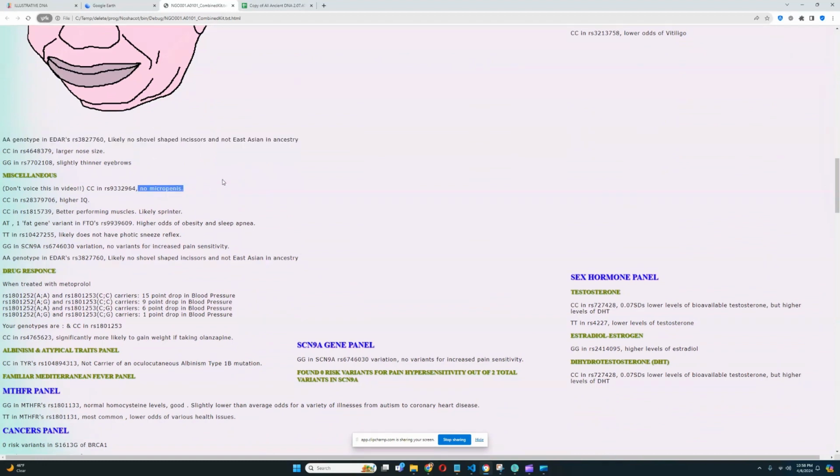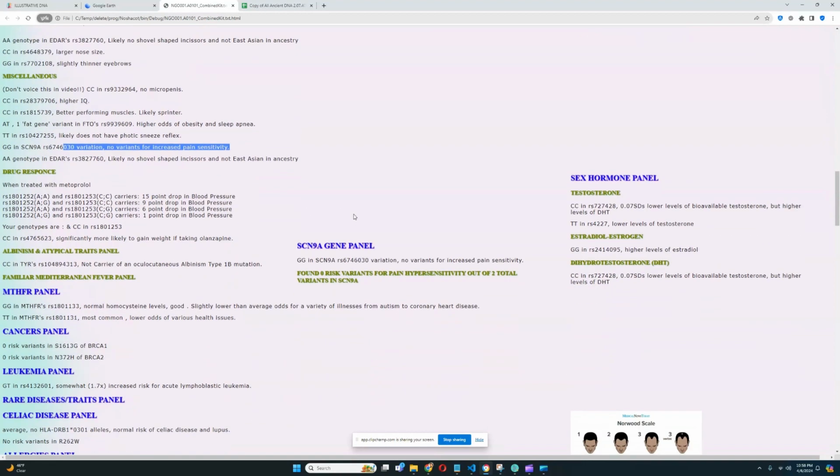Once again, you might want to know that a little bit more. What's interesting, he's got better performing muscles, likely sprinter rather than endurance athlete. Definitely very cool. I think sub-Saharan Africans tend to score that most commonly. It looks like he does not have photic sneeze reflex, and he does not have any variants for increased pain sensitivity in SCN9A.